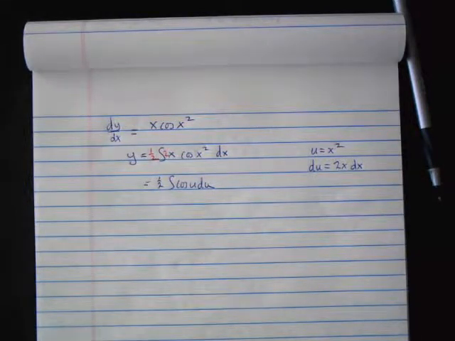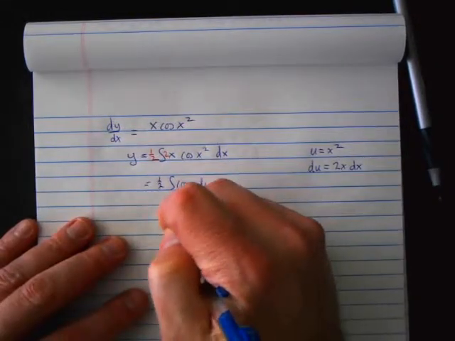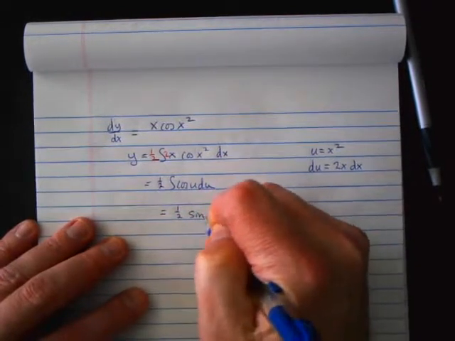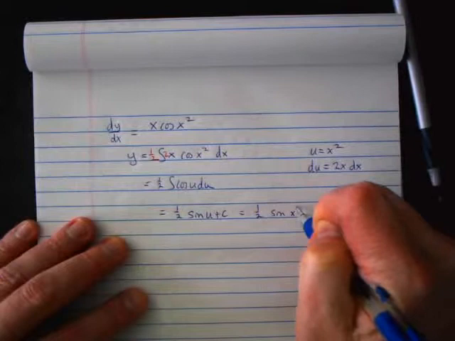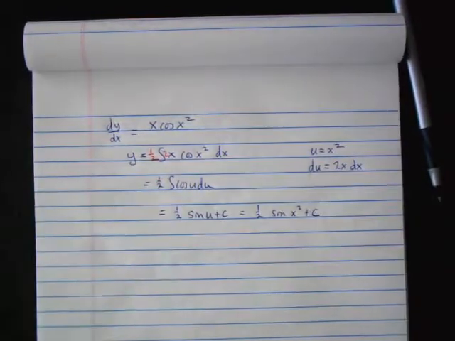just sine. I hear votes for just sine, and I hear votes for negative sine. Just regular old sine? No minus sign in front of the sine? No minus. All right. 1/2 sine u plus c. So it's 1/2 sine x squared plus c, because the derivative of sine gives us cosine, so the integral of cosine gives us sine. There's no minus in that one.